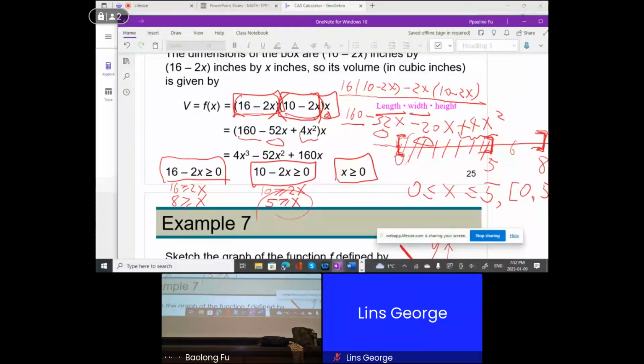There are 3 inequalities here. The first inequality produces x smaller than 8. The second inequality produces x smaller than 5. The third one, x greater than 0. So out of these 3 results, which one is the common? We have to satisfy these 3 at the same time. So which one satisfies these 3 at the same time? Only 0 to 5. So let's see.